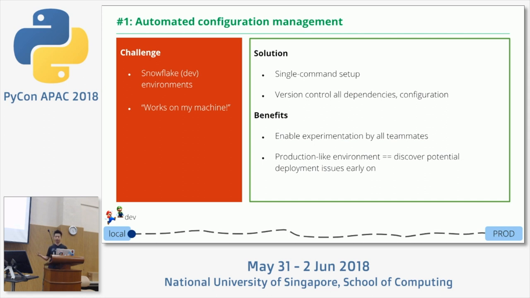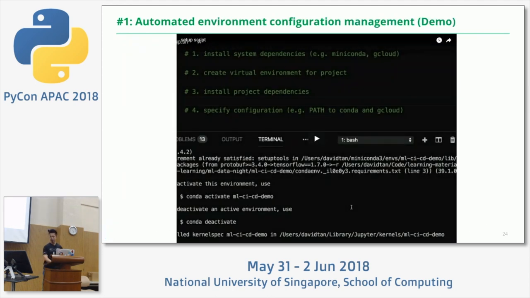You want to version control your dependencies. The benefit of this is that you get a production-like environment early on. If there's any issues you face later on, let's say TensorFlow 1.7 doesn't support something, you find it out immediately on your laptop right now, not weeks later when you try to deploy. It also enables experimentation by data scientists. You have a sandbox environment where data scientists can write code, and this will be integrated, and it can be shipped. So we have a brief demo of what the setup script looks like.